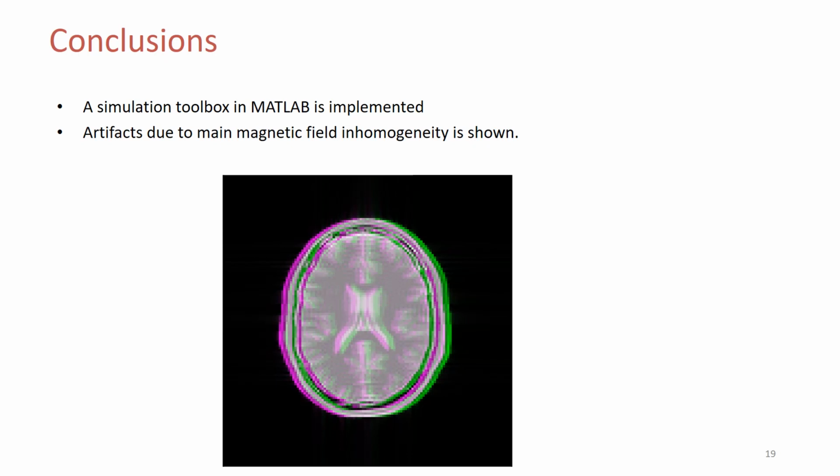To conclude, in this work, a simulation toolbox in MATLAB is implemented, which is capable of simulating MR imaging sequences, and it can also demonstrate the artifacts due to B0 inhomogeneity. In this work, the effect of B0 inhomogeneity is not taken into account with slice selection. Normally, I should have included that as well, since I take the deviations quite large in order to show the displacement.